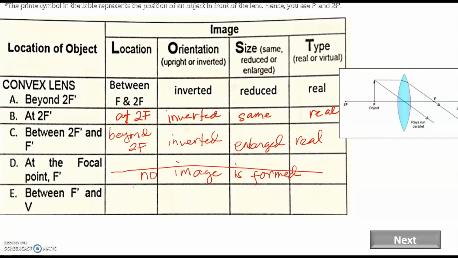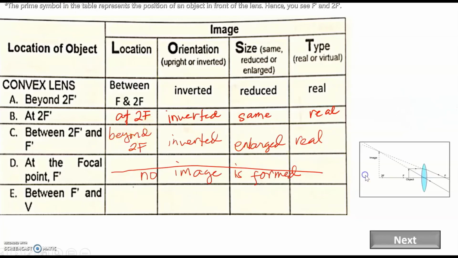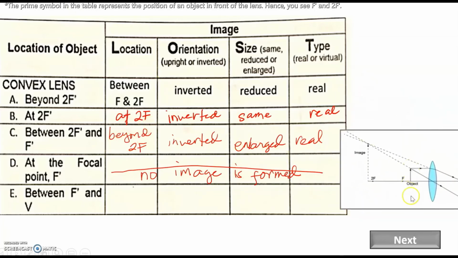So remember that when an object is placed at the focus or at the focal point in front of a convex lens, then no image is formed because we will have parallel light rays. And then for letter E, the object is here between F and V. So the image is formed here, somewhere here.